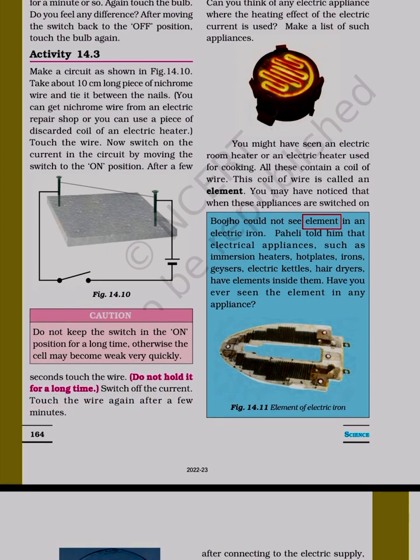Bujho could not see the element in an electric iron. Paheli told him that electrical appliances, such as immersion heaters, hot plates, irons, geysers, electric kettles, hair dryers, have elements inside them. Have you ever seen the element in any appliance? Figure 14.11 Element of electric iron.